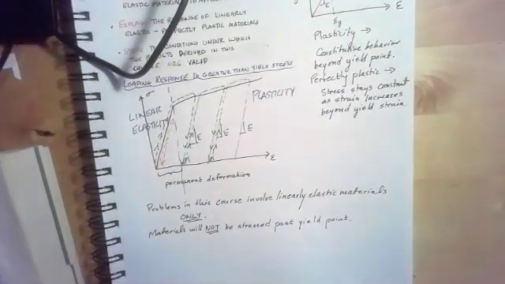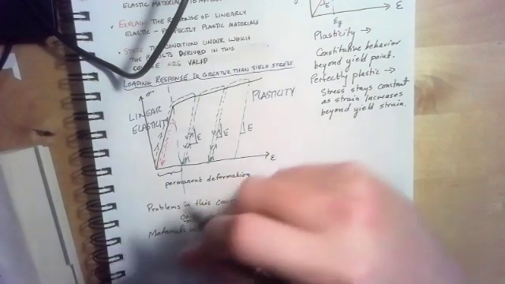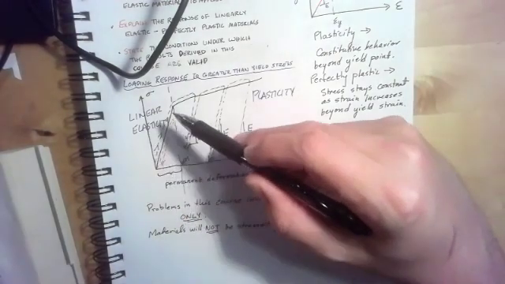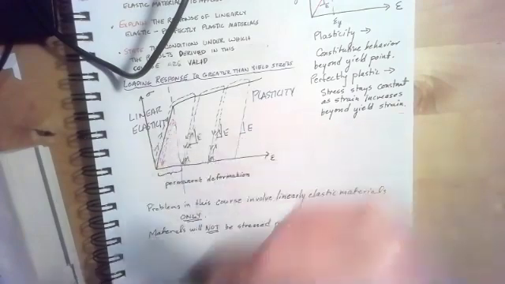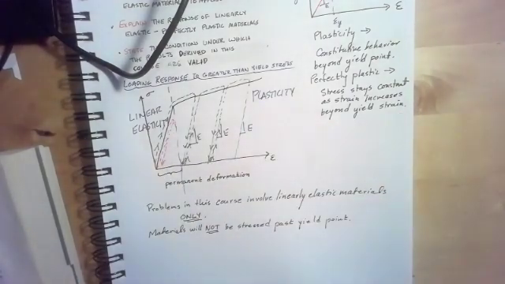So for this course, we're only interested in a subset of these behaviors that we've talked about so far. So for problems in this course, we're going to consider linearly elastic materials only. So materials that would follow trajectories like the red one on this stress strain curve. We will not be stressing materials past the yield point.